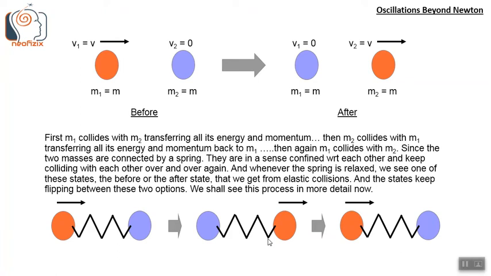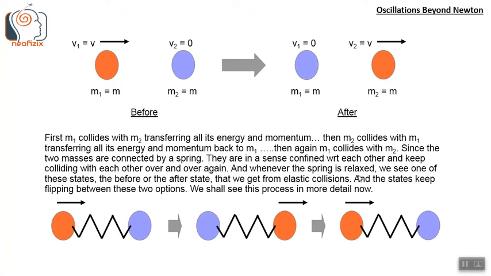First, m1 collides with m2, transferring all its energy and momentum. Then m2 collides with m1, transferring all its energy and momentum back to m1. Then again m1 collides with m2, and so on. Since the two masses are connected by a spring, they are in a sense confined with respect to each other and keep colliding with each other over and over again.